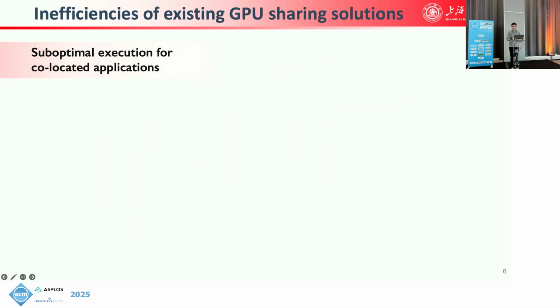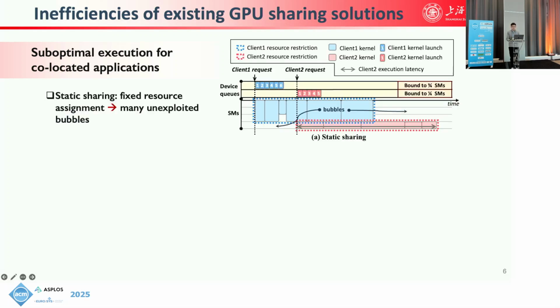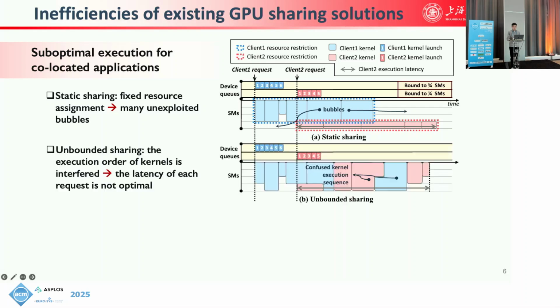Existing GPU sharing solutions suffer from several inefficiencies. First, resource bubbles are a significant issue, particularly in static sharing methods like static temporal sharing and static spatial sharing. Fixed resource management often leads to many unexploited bubbles. Second, unbounded sharing solutions such as those using CUDA multi-streams or multi-process service like MPS introduce kernel execution interference, and in these cases the latency of each request is suboptimal. For instance, although the kernels of the first client's request are launched first, the arrival of the second client's request can interfere with the execution of the first client. Due to the uncontrolled and interfered kernel execution sequence, the latency of both requests becomes suboptimal.